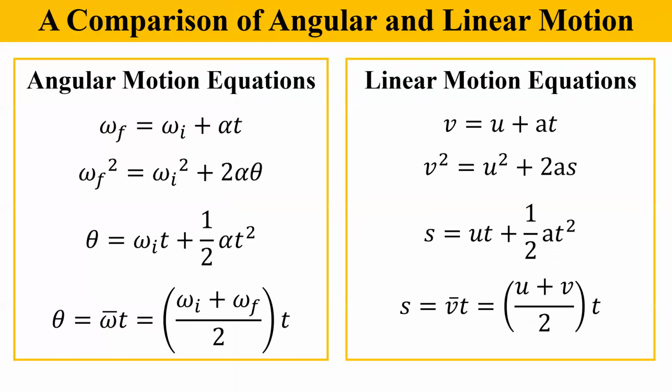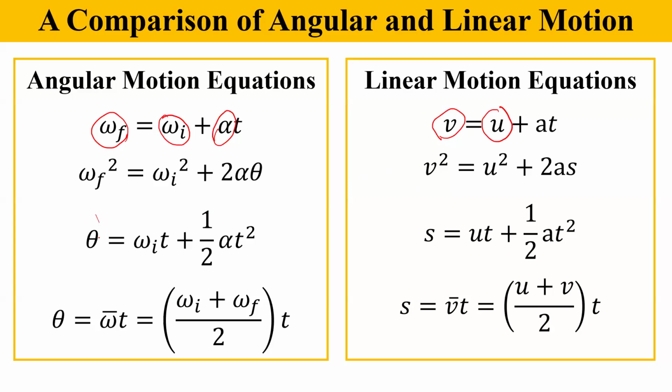So here we have the parallel. For the linear one, it was v equals u plus at, while for the angular one it is omega f equals omega i plus alpha t, where alpha is similar to the acceleration, but it is an angular acceleration. The velocity here is final in angular. The initial velocity in angular is similar to the initial velocity in linear. And you can see the formulas are pretty much similar.